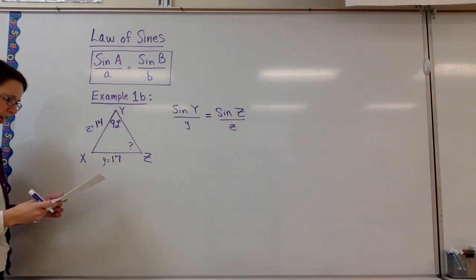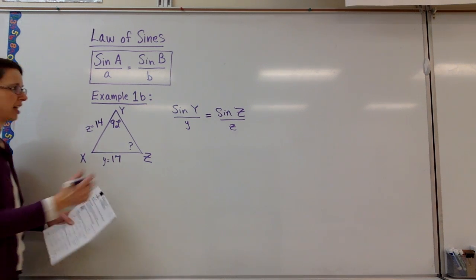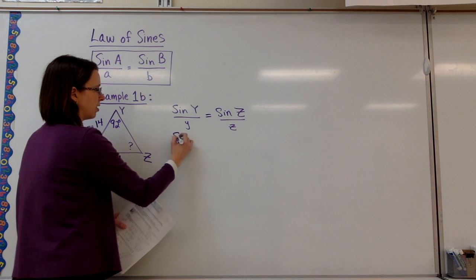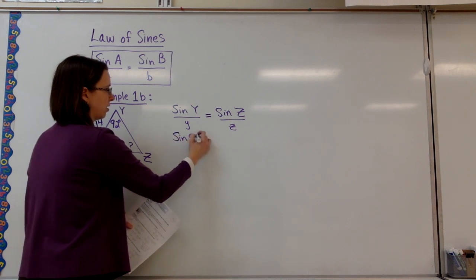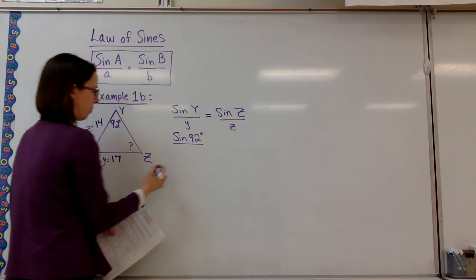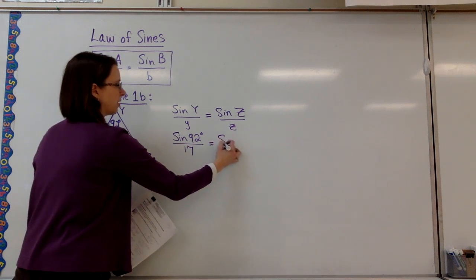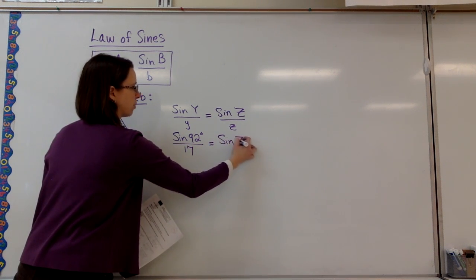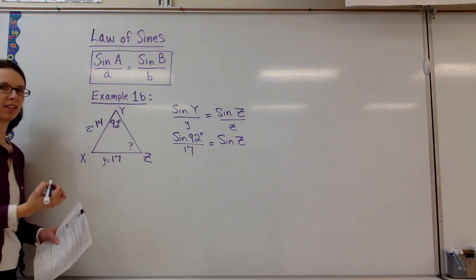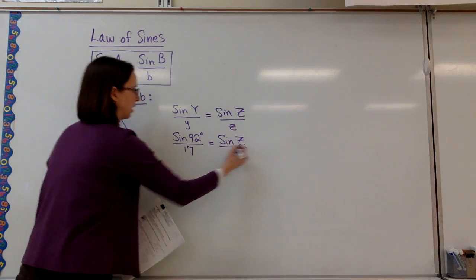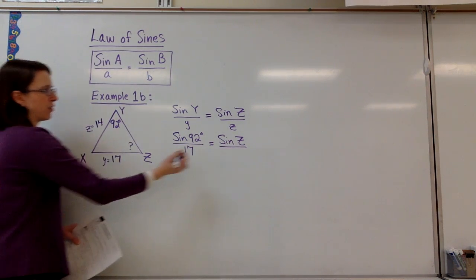So this time we can plug in what we know. We can plug in 92 for y, so this is sine of 92 degrees over my little y, which is 17, equals the sine of z, and that is my unknown angle, so we'll leave it as a variable, over little z, which is the side 14.